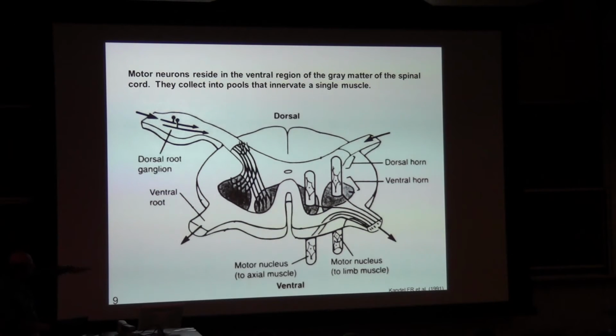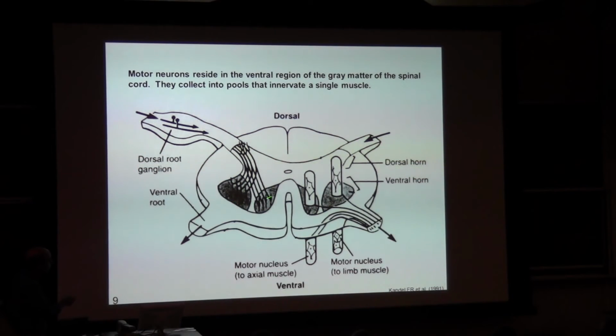Here's a slice through the spinal cord, and say this is a cervical region. Ventral is in front, dorsal is in the back. So here we have the ventral part of the spinal cord. You have motor neurons sitting here sending their axons out to the ipsilateral, the same side, muscles. The left side of the spinal cord sends axons out to the left part of the body, and the right does it to the right as well.